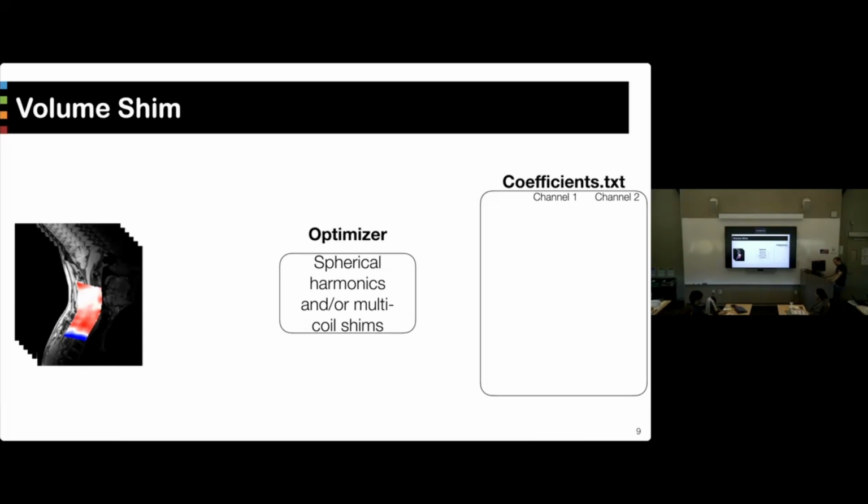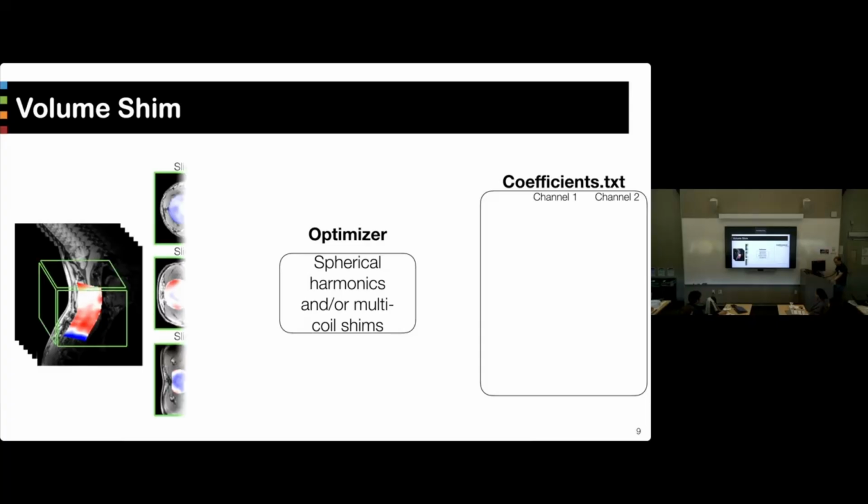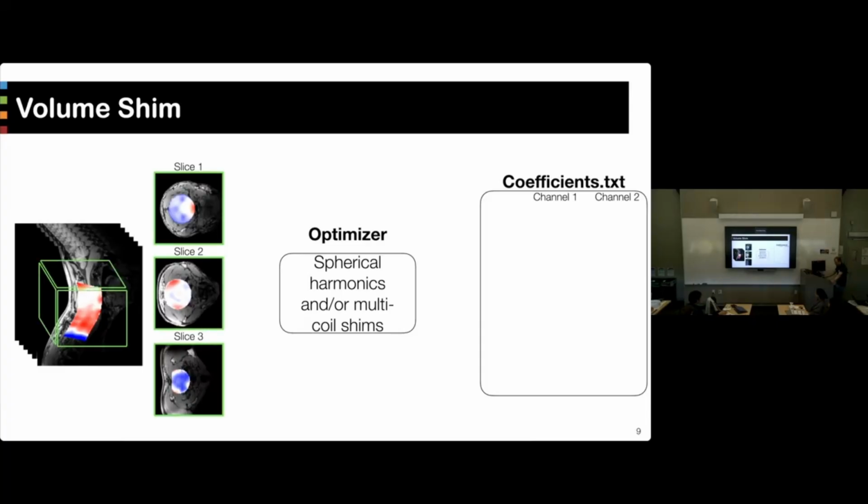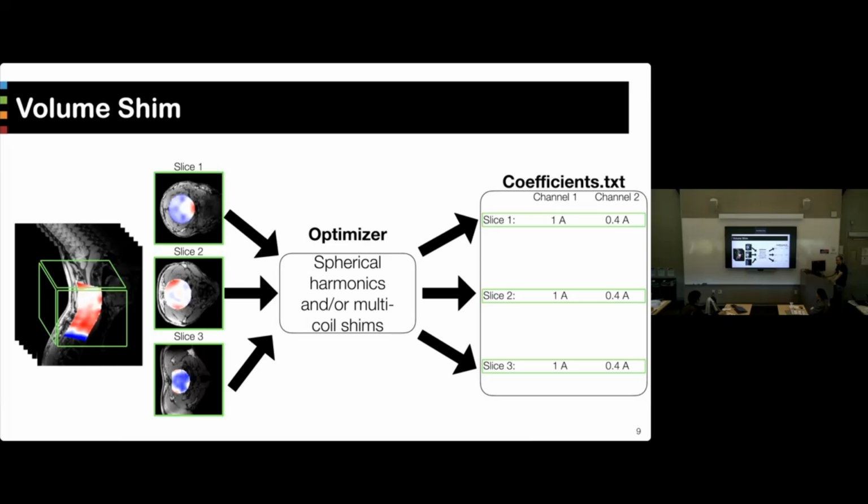How that works is you acquire a field map, and then you select a region of interest that you want to shim. That was the green box at the scanner that we saw on Wednesday. Once you've selected that region to optimize, the field is optimized using either the spherical harmonics of the scanner or the multi-coil shims, and then you get one set of coefficients for your whole volume. To note, this can be done in pretty much any sequence. There's nothing fancy about any of this.